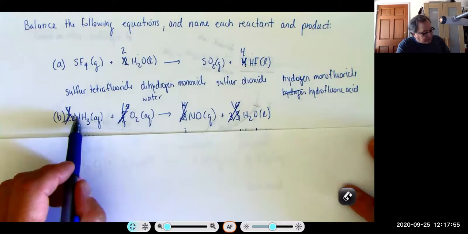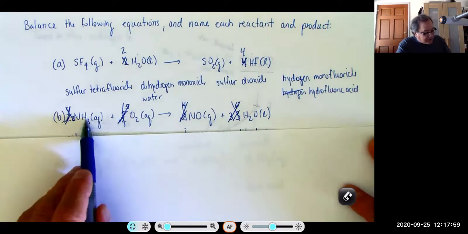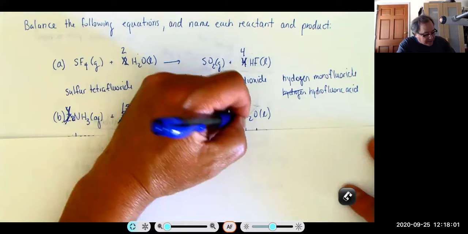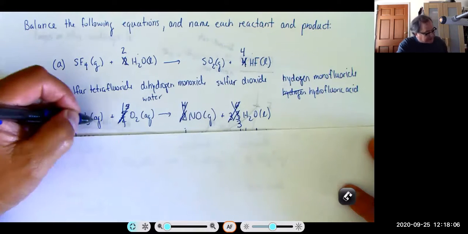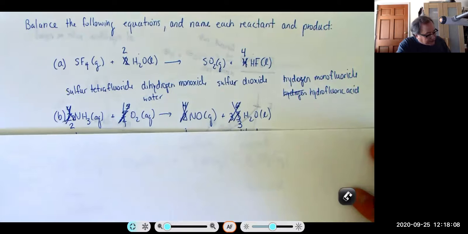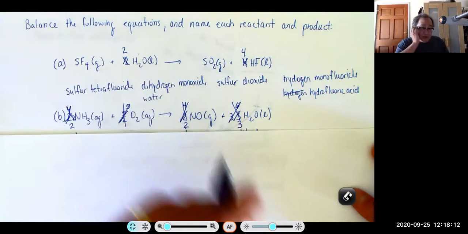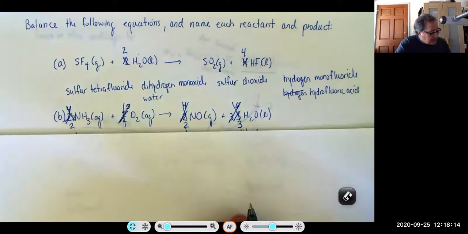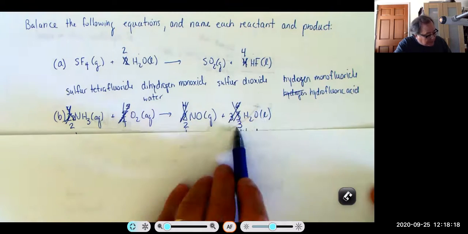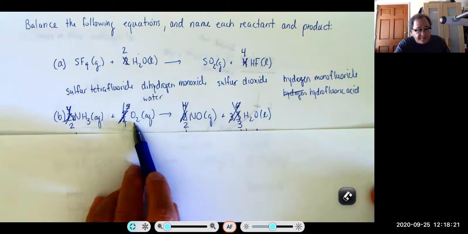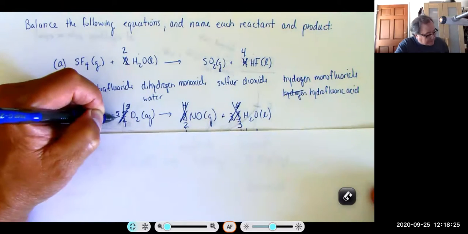All right, so I'll write the numbers below. 1 nitrogen, 3 hydrogens and 2 hydrogens. So I'm going to put a 3 here so that I have 6, and a 2 here so that I have 6. But now I changed the number of nitrogens, so I have to go back here and put a 2, so I now have 2 nitrogens there. Here I have 2 oxygens and 3 oxygens for 5, and I only have 2 over here. So how do I get 5 oxygens over here? I put 5 halves there.